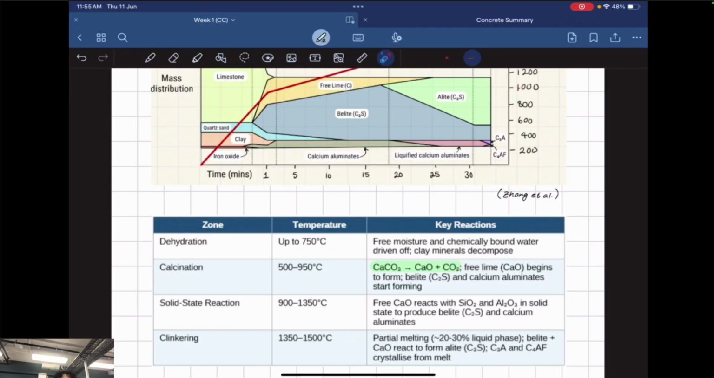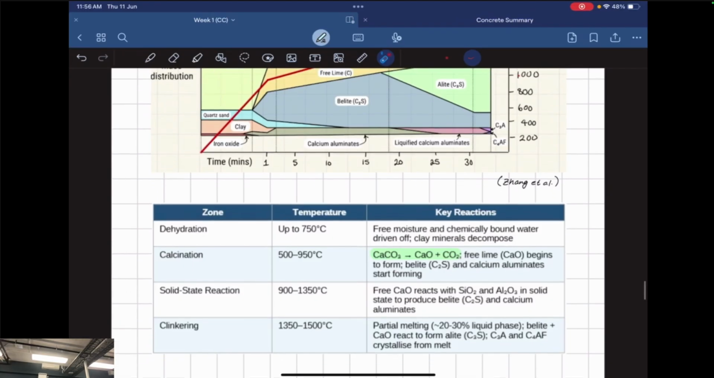So the free lime begins to form belite, and calcium aluminates start to form. I think there's a question about this in your workshops as well, like a chemistry question. So this is something they could ask in the finals as well. That's why I've highlighted the equation. In the solid state reaction, the free CaO reacts with whatever that is, to produce belite and calcium aluminates. And then after that, the clinkers actually form in that final zone.